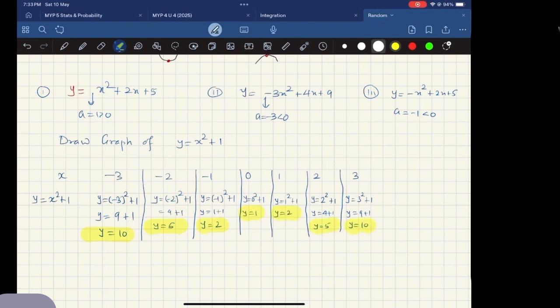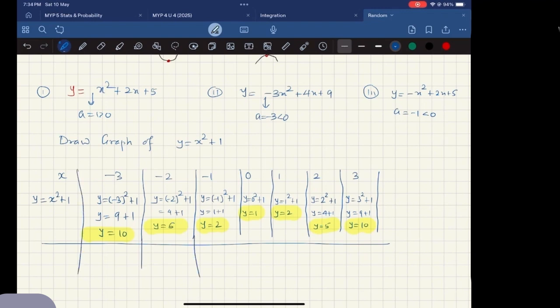Yeah, I'm done. Are you getting the same values as me? Yeah, I am. Liang, are you getting the same value? Yeah, I'm done as well.